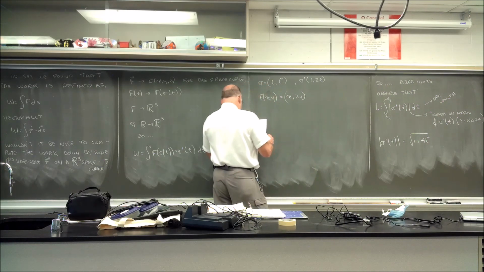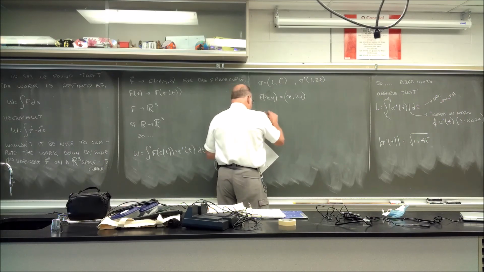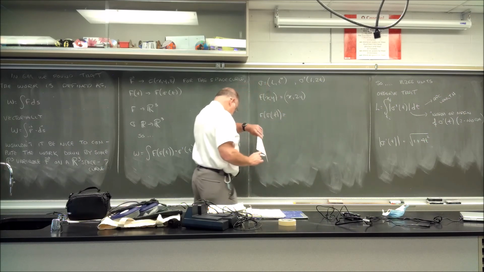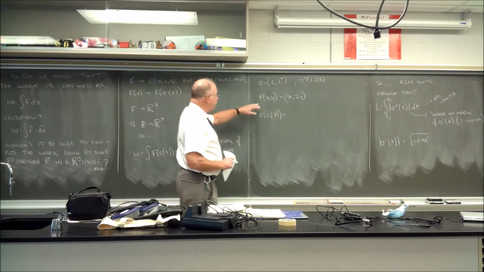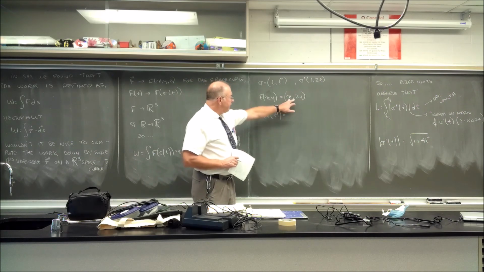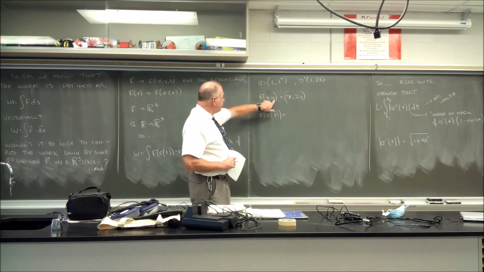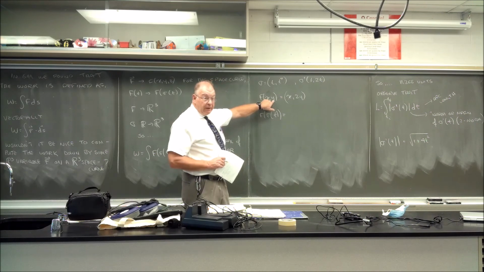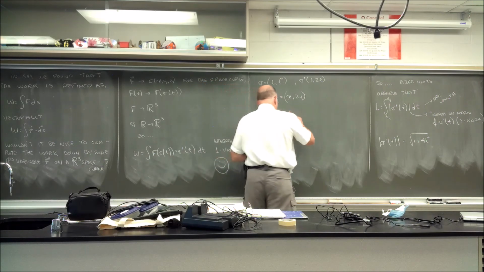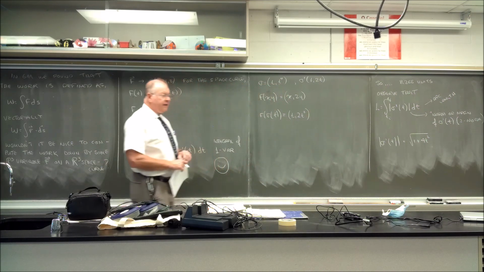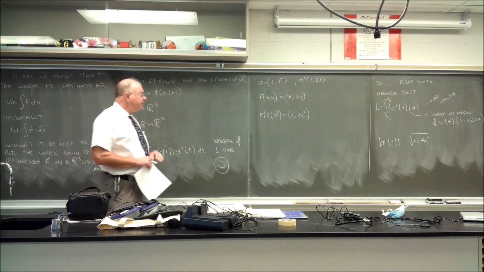So we have our sigma of t. We're going to drop it in now. So f of sigma of t is going to be equal to, this is what drops in here, so we're going to end up with t comma 2t squared. That will be our force at any t along that curved path.